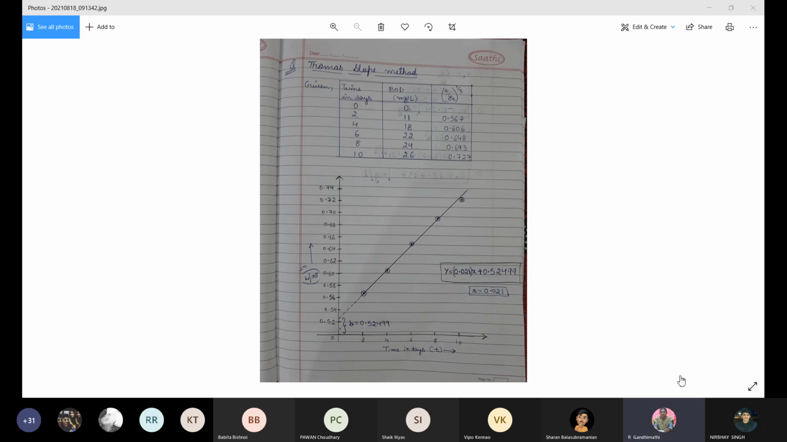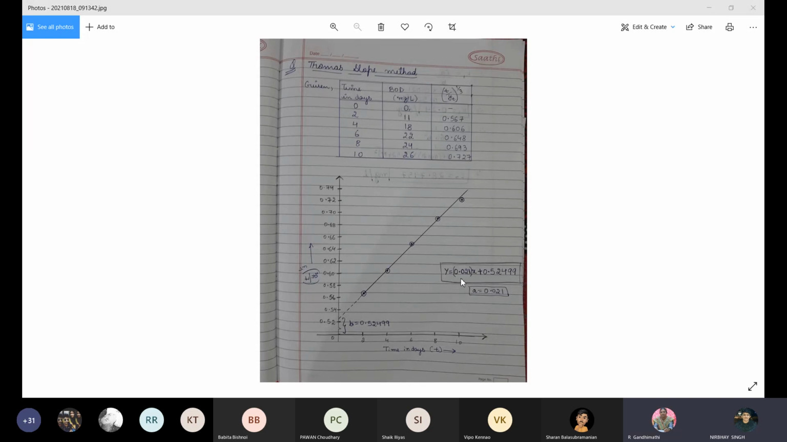Yes, ma'am. We were given this table of time and t by y to the power 1 by 3. So I took this on the y-axis and this on the x-axis, and after that I plotted this graph. These 4 points were coming on a straight line, approximately. So I got this equation of the curve, where y represents t by y to the power 1 by 3 and x represents time in days.